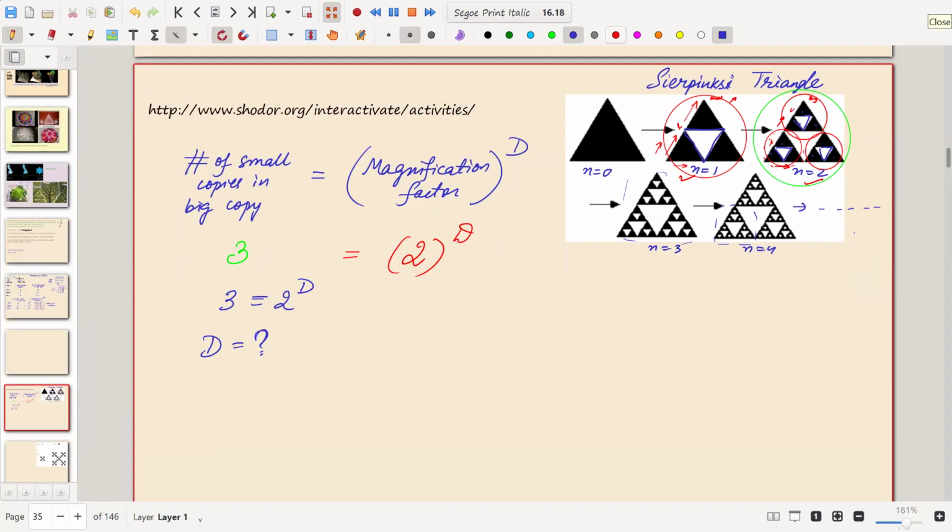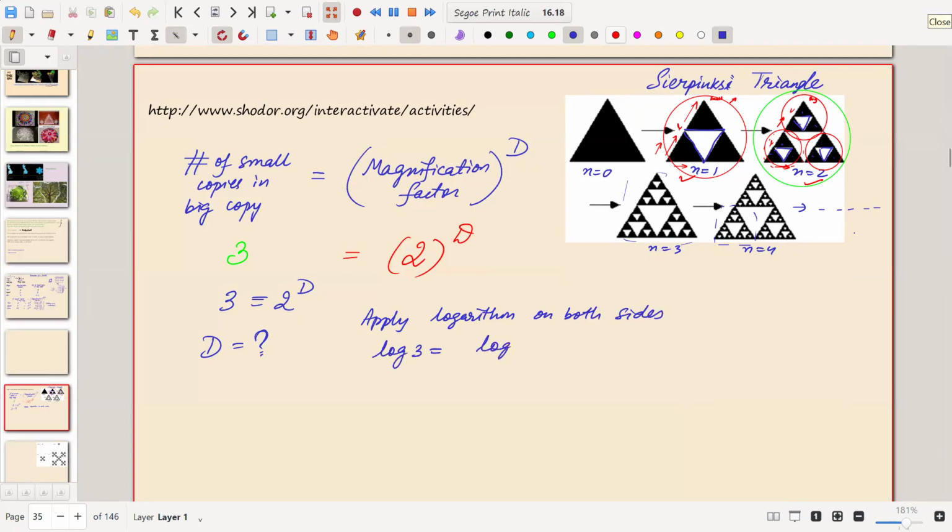How will you find D? Apply log on both sides. So apply logarithm on both sides. What you get? If you apply log here, log 3 equals log 2 to the power D. So D will come to the front, that's the property of logarithm. So D log 2. So what is D? Log 3 by log 2.